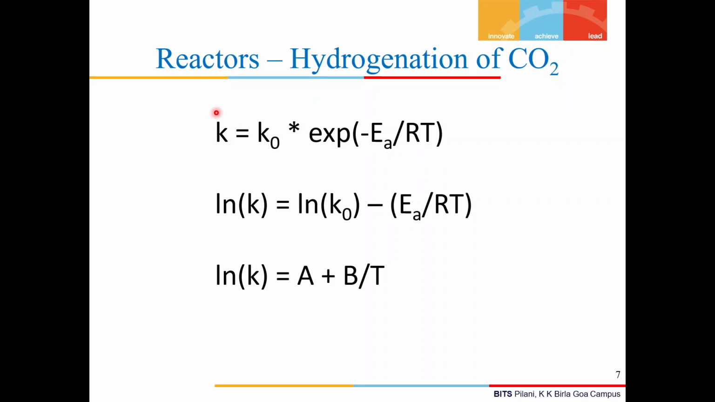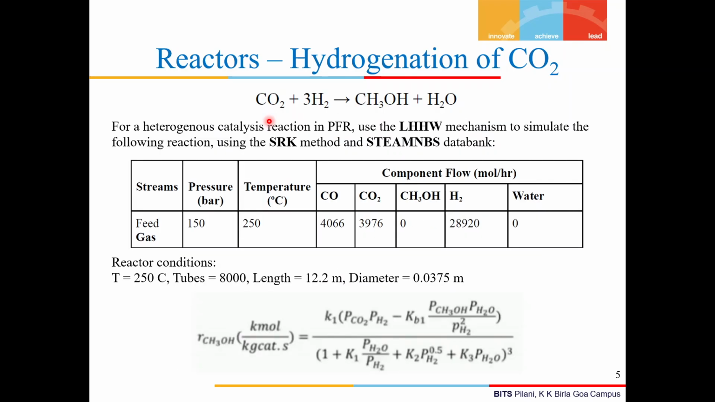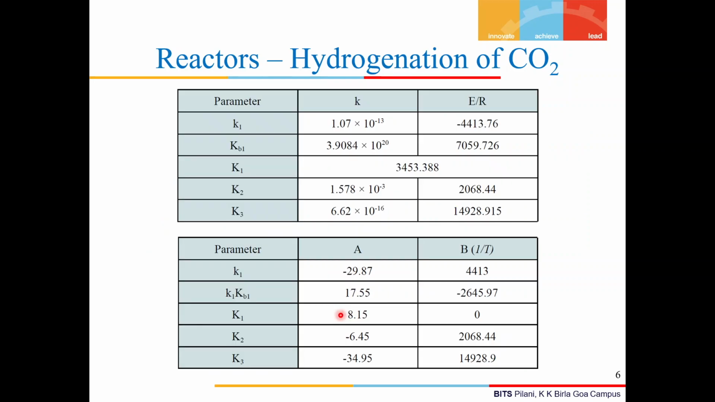For example, take K is equal to K naught into e power minus EA by RT. This comes from the Arrhenius equation. And if you take ln on both sides, you will get ln of K is equal to ln of K naught minus EA by RT. Here, this ln of K naught becomes the A, and minus EA by R becomes the B. Okay, so in this case, we are dealing with K1, because in the first term we only have the K1 term as a coefficient. So for K1, this K is nothing but the K naught, and the E by R ratio is given. So this is K and this is E by R.